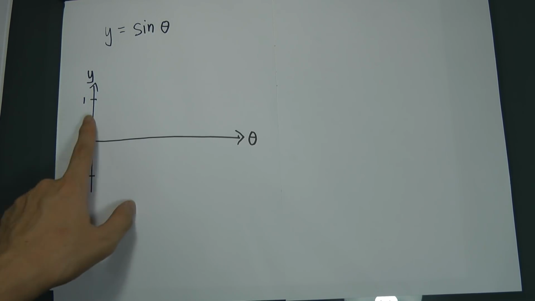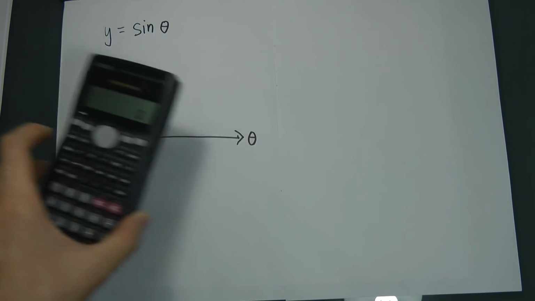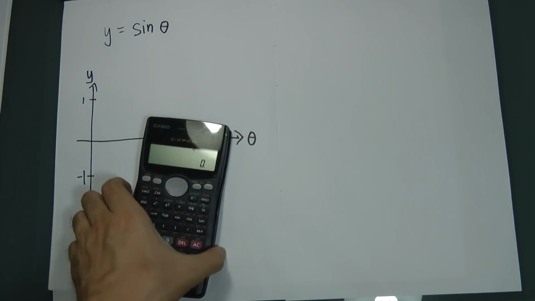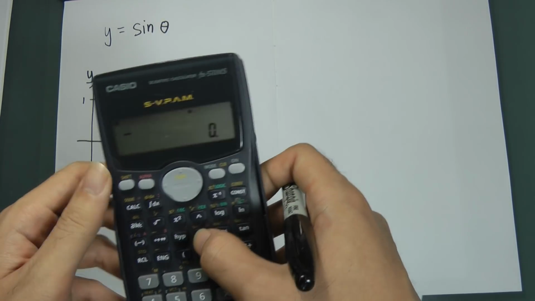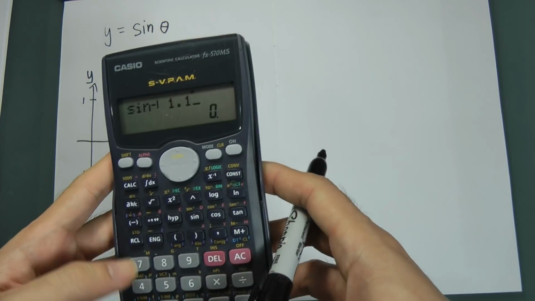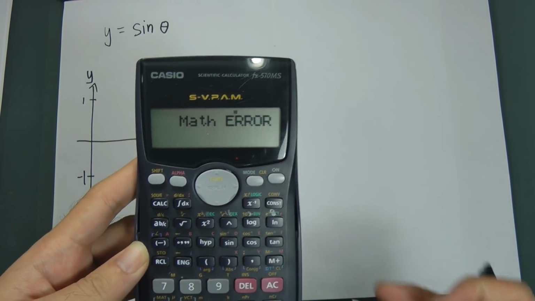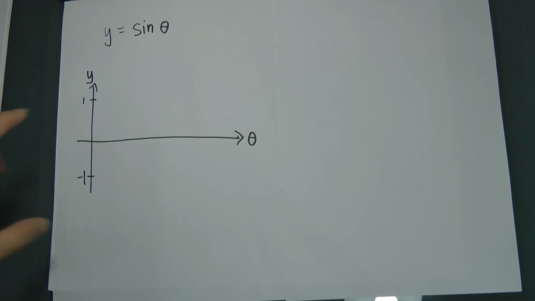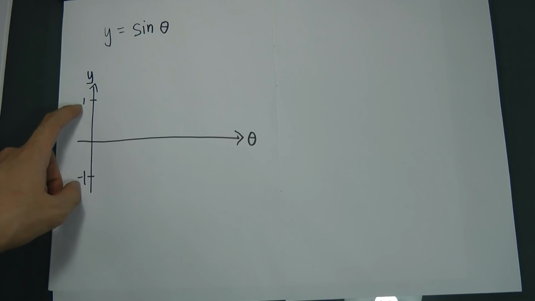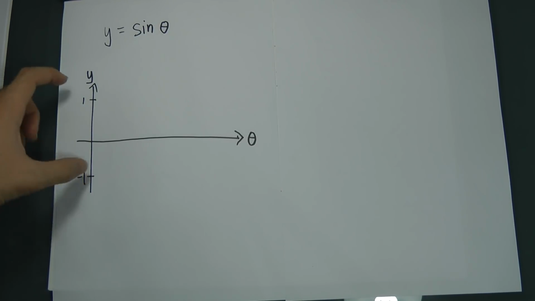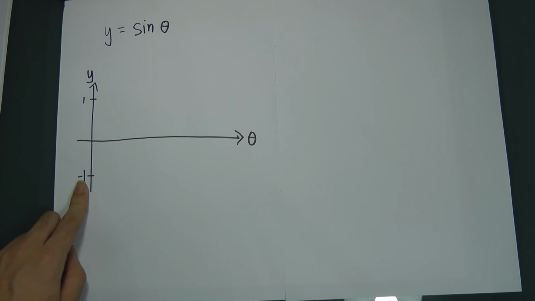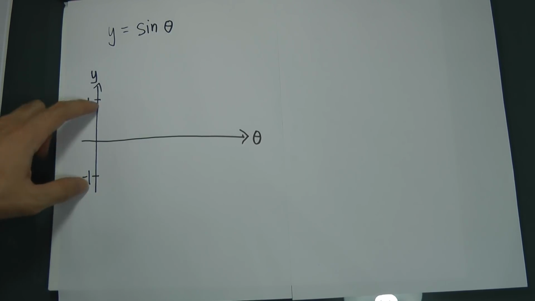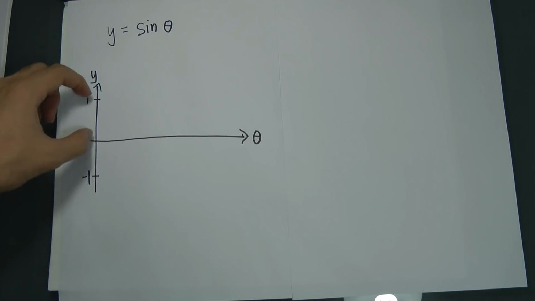If you do not believe it, take your calculator and try pressing something like shift sine 1.1, and you get a math error. It means you cannot. The sine graph and cos graph are the same in this respect: you cannot get a value more than 1 or less than -1. These two, the height of the graph, we call the amplitude.